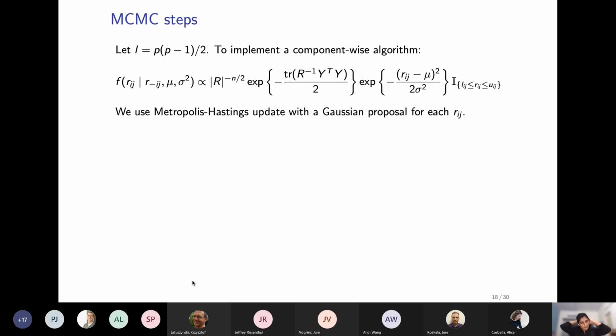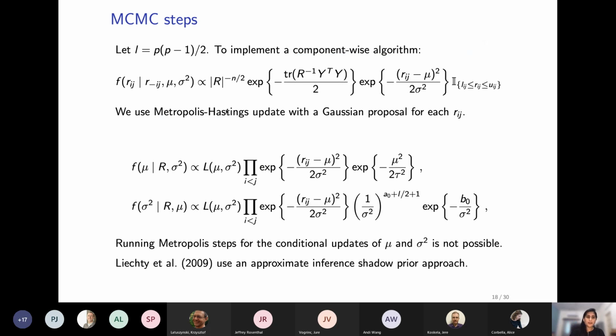So what do the MCMC steps for this posterior distribution look like? To implement MCMC, we're going to use a component-wise algorithm where we update R component-wise, and then mu, and then sigma squared. We have full conditional densities of R available to us, up to proportionality, and that does not have any intractable integrals as part of it. So we can just use a regular Metropolis Hastings update with some Gaussian proposal to implement this particular conditional step.